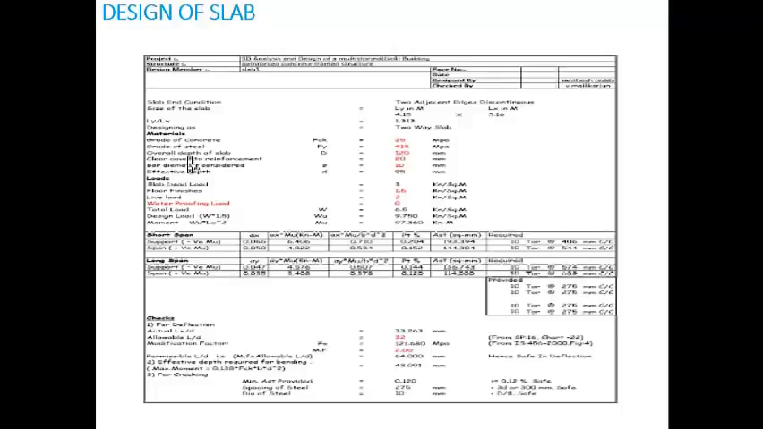If Ly by Lx is less than 2, we consider it as a two-way slab. Providing the values of FCK, Fy and depth of the slab, the Excel sheet performs the calculations for the reinforcement details, and the spacing of the reinforcement is obtained. The checks for deflection and cracking are also done using the MS Excel sheet.